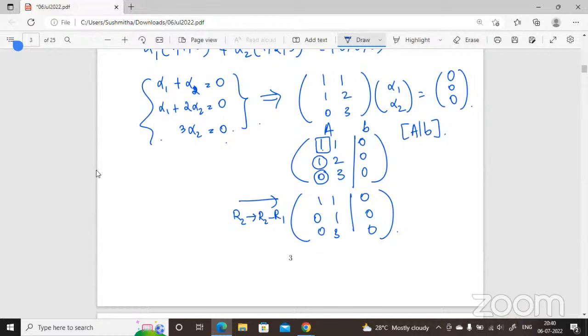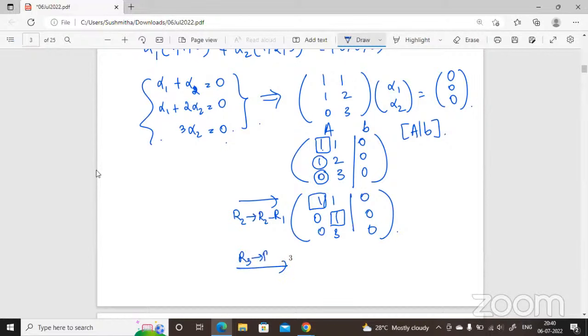And now, is this in row echelon form? No. It's not, right? This is a pivot, and below the pivot you have a non-zero entry. That's not okay, right? You have to make this 3 become 0, right? R3 minus.